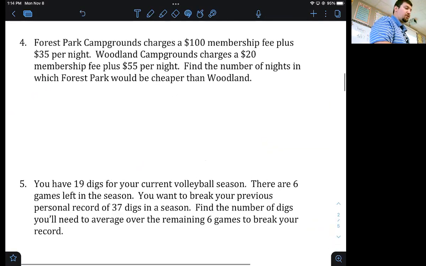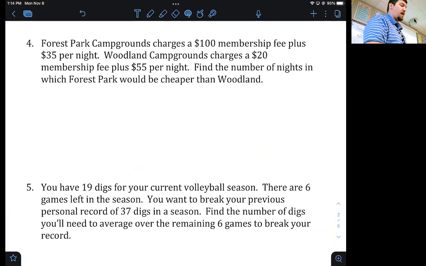Forest Park Campground charges a $100 membership fee plus $35 per night. Woodland Camping Grounds charges a $20 membership fee plus $55 per night. Find the number of nights in which Forest Park would be cheaper than Woodland Park. Okay. If there wasn't a membership fee, which park would be cheaper to stay at?